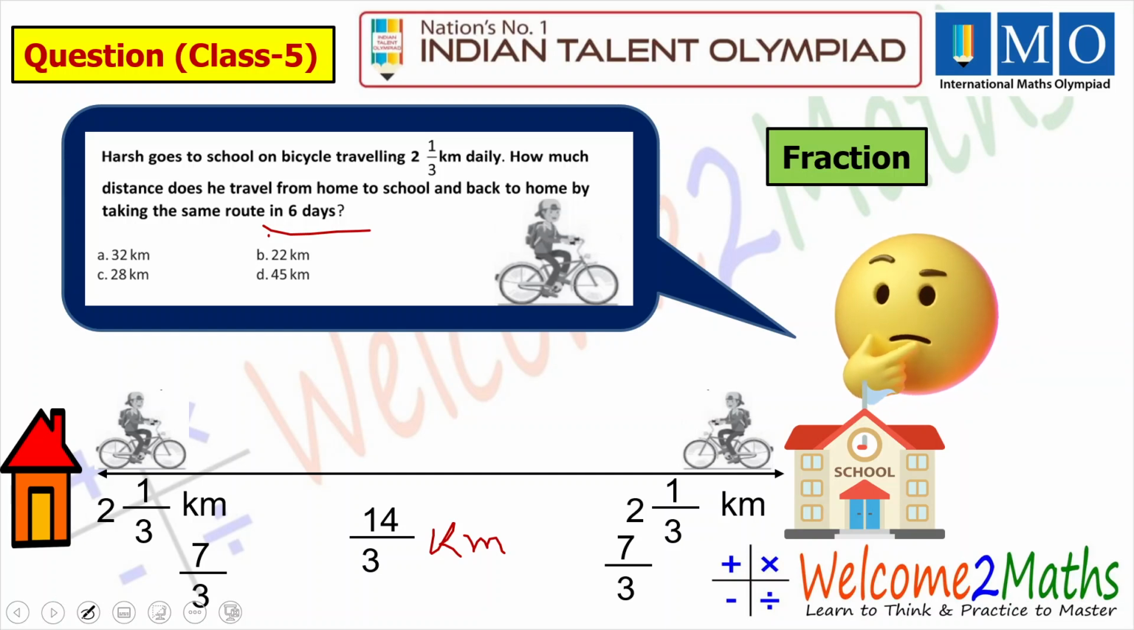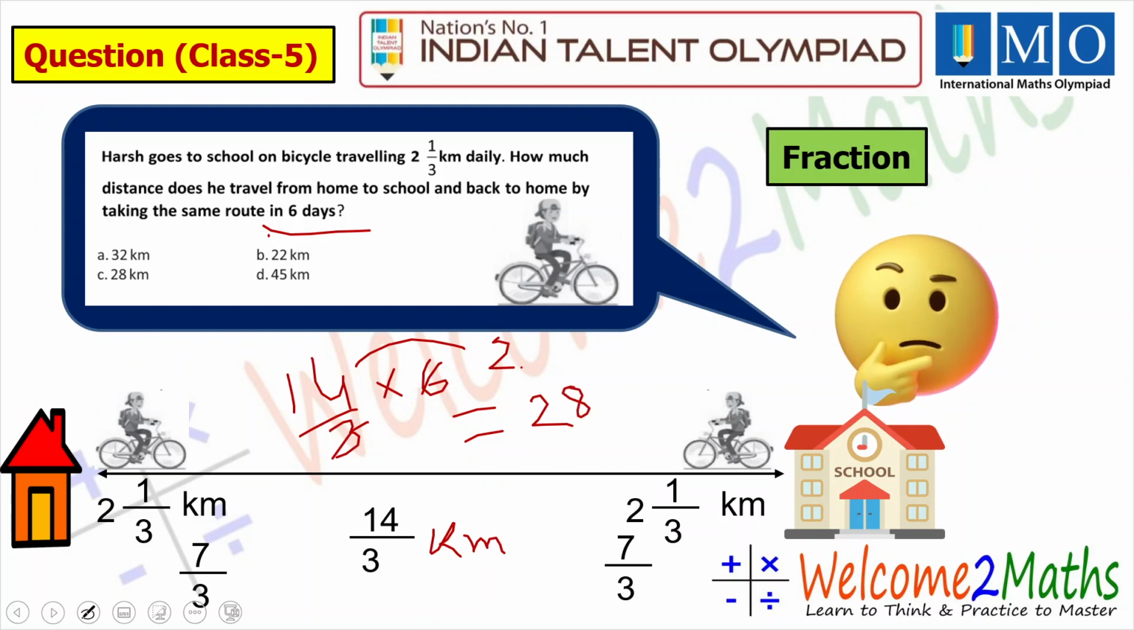How can we find this out? We just have to multiply 14/3 into 6 for 6 days. Okay. So 3 2s are 6, 2 into 14 is 28. So it's 28 kilometers. So we got our answer.